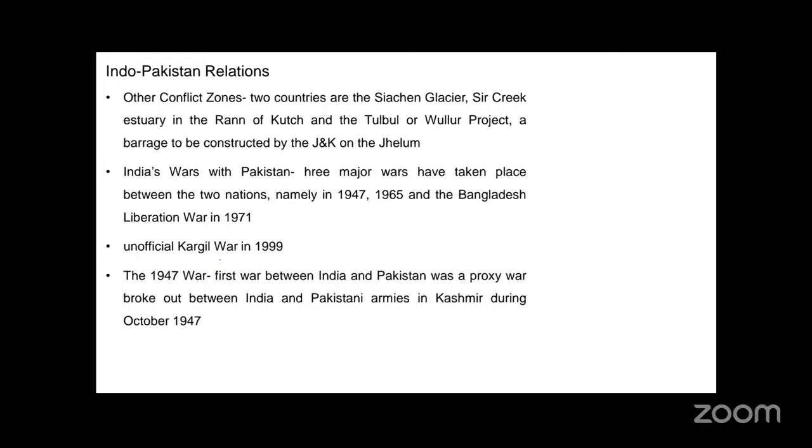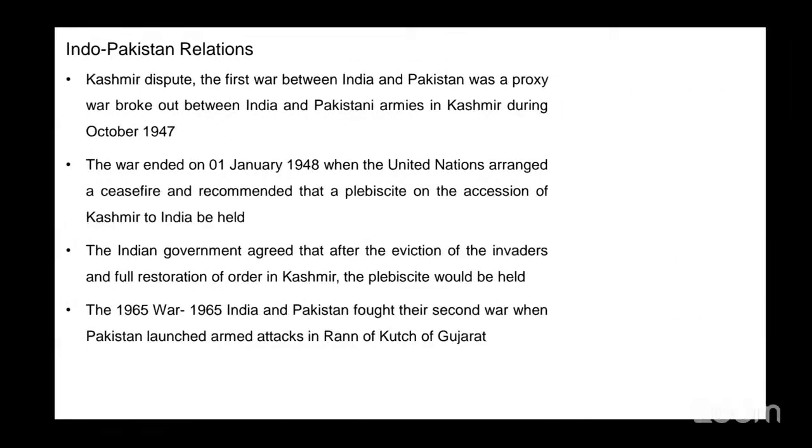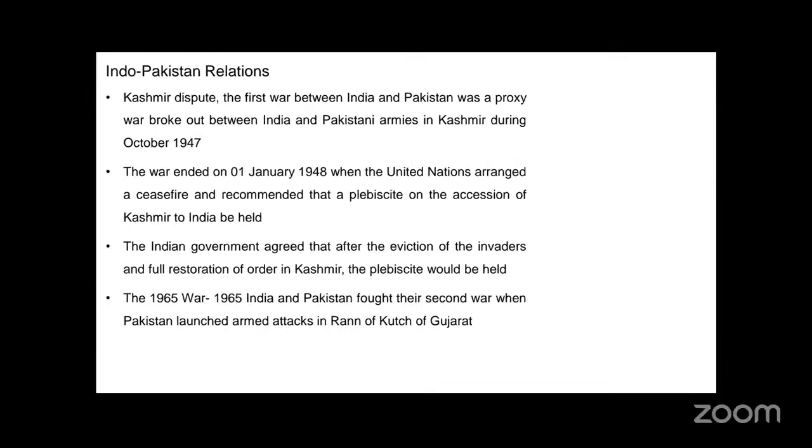So the first one, if we talk about the 1947 war, this is also known as a proxy war, the first war that ever happened between India and Pakistan. This was mainly because of the accession and independence movements, which broke out between the armies of India and Pakistan in Kashmir. This was after the independence of both nations. It happened in October 1947, and this has led to the Kashmir dispute.